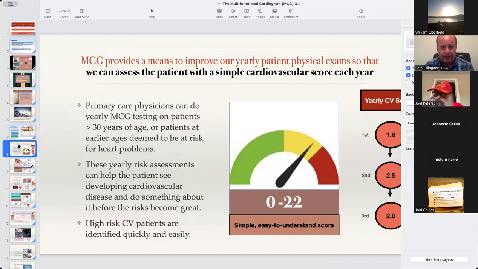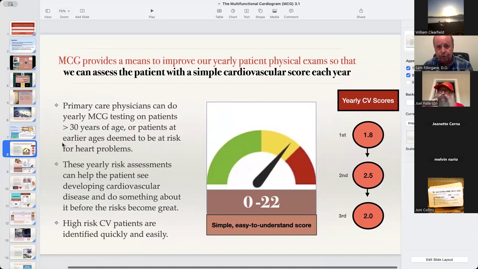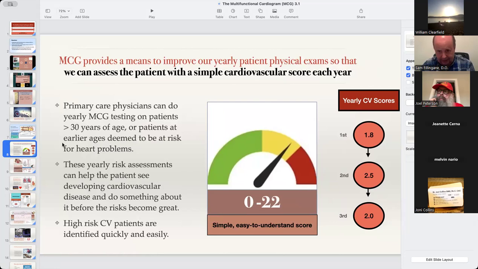Now, one of the things I get excited about in this project is it gives you a cardiovascular score. Now, that score is something that your patients can get yearly as part of their physical. I envision this to be a test that's done on everyone's yearly physical over the age of 30 and possibly younger if there were other risk factors associated with that person.